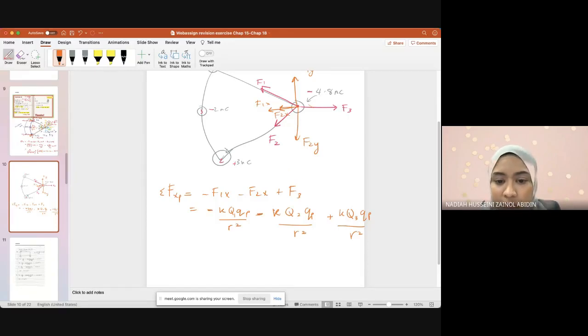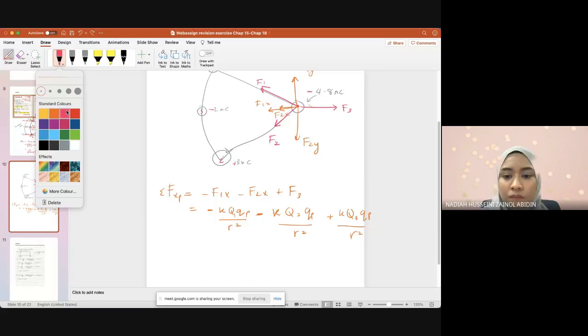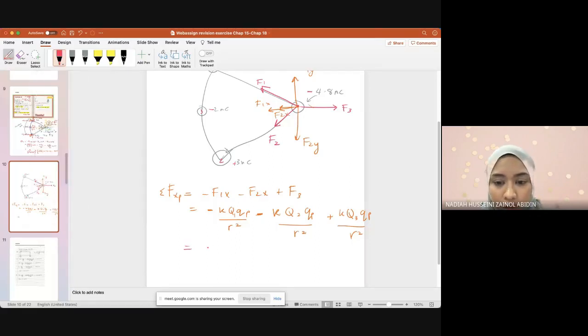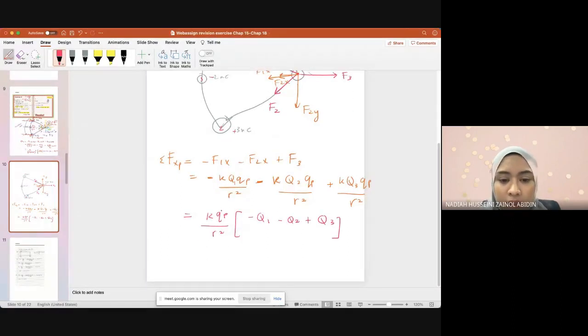This negative sign is from your diagram over here. If you don't have the diagram, most likely you will mess it up, or if you draw it incorrectly like I did before, you will mess it up as well. Okay, so here I can factor out the k, the qp, and the r squared. Okay, so this is now minus q1 minus q2 plus q3. Betul tak? Betul kot.